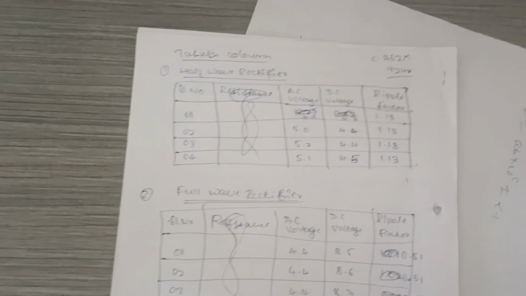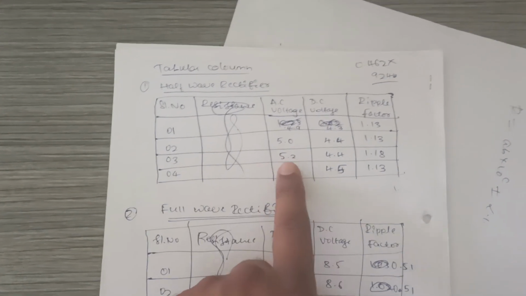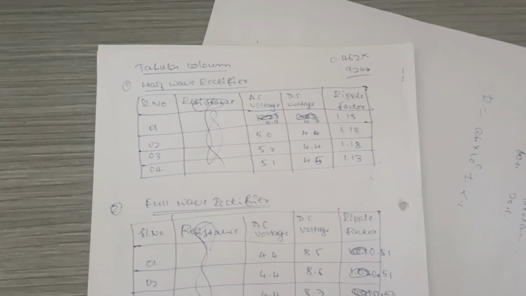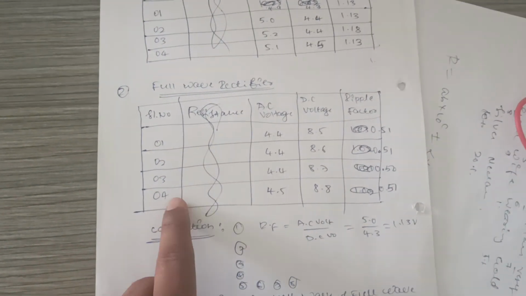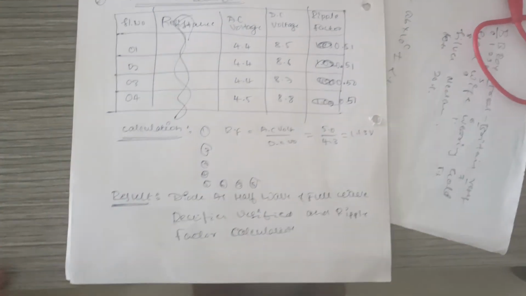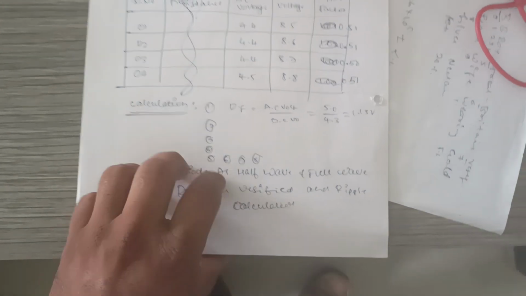Okay, now see the table. This experiment is without filter. The tabular columns are serial number, AC voltage, DC voltage, and ripple factor, which is calculated using the formula. For full wave rectifier, similarly we have serial numbers 1 2 3 4, AC voltage, DC voltage, and ripple factor, and this is the calculation part. Ripple factor can be calculated using the formula AC voltage divided by DC voltage, and the result will be there. Okay, now I'll discuss the first case.